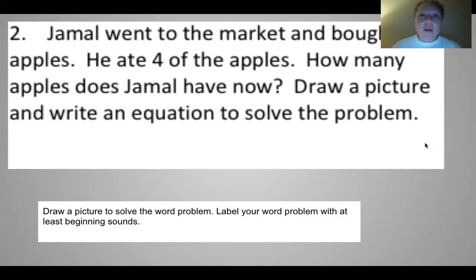So let me read the problem one more time. Follow along with me. Jamal went to the market and bought 7 apples. He ate 4 of the apples. How many apples does Jamal have now? Draw a picture and write an equation to solve the problem. Don't forget to label your problem with at least the beginning sounds. Push pause until you're ready to go over this problem.